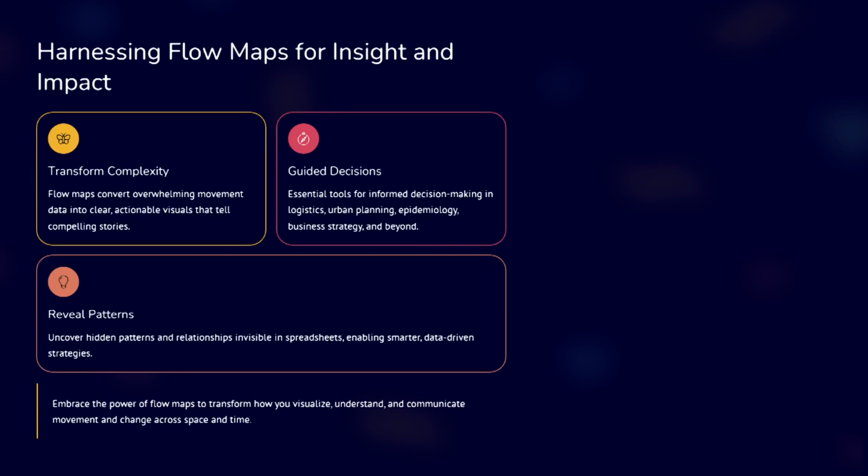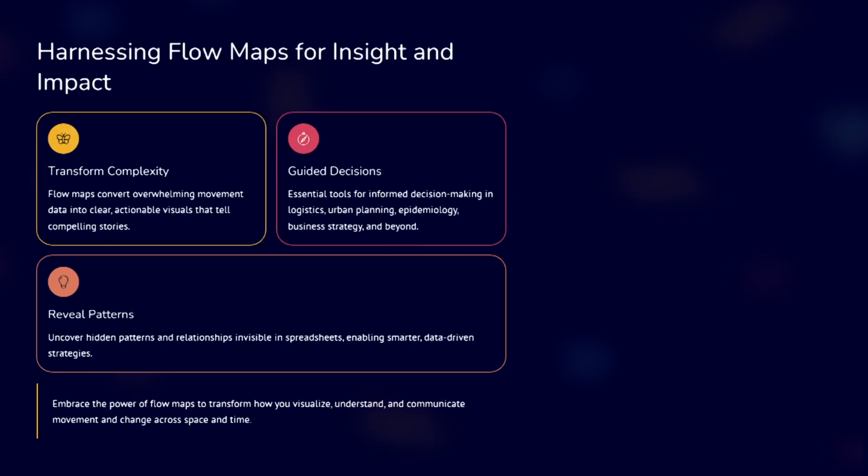Next is guided decisions. They are an essential tool for informed decision making in logistics, urban planning, epidemiology, business strategy, and many other use cases as well. Third, it reveals patterns, uncovering hidden patterns and relationships invisible in spreadsheets, enabling smarter data-driven strategies. So these are some of the impacts which flow maps make, which we can't get from other types of maps or charts.